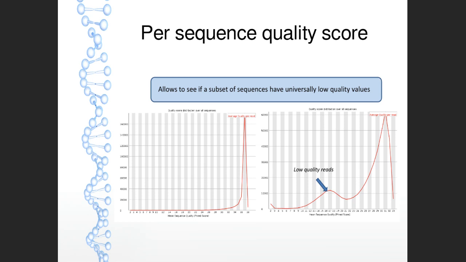And just to say, if you're interested in looking at some more of these examples of good and poor quality data, you can go to the FastQC website and look at some examples there, along with some more information and more descriptions.